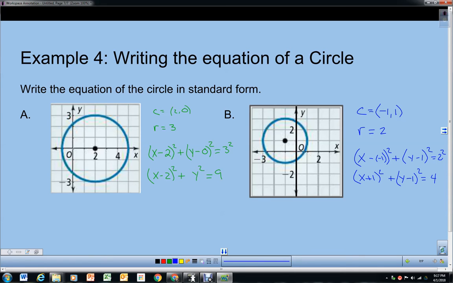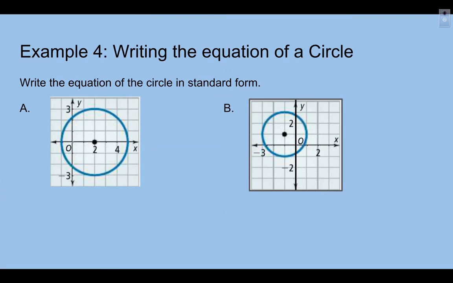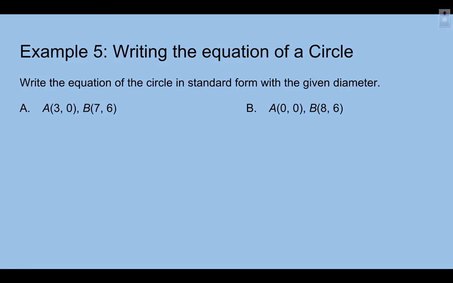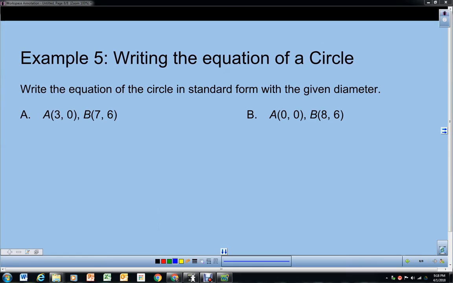Alright, let's go to our final example, example 5. We've got two parts here, writing the equation in standard form with the given diameter. So, once again, the first thing we need to do is identify the center and the radius. These points right here are the given points, the diameter of our circle. So we have to do two things. We have to find the radius and we have to find the center.